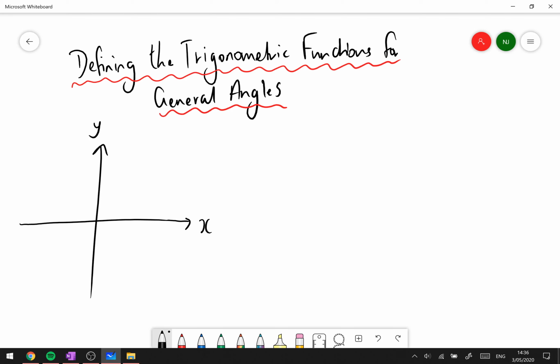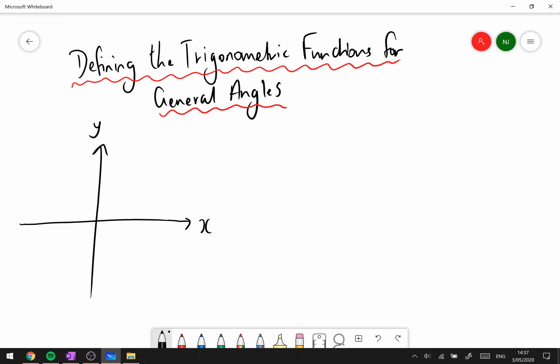Okay, defining the trigonometric functions for general angles. With this part, effectively what we're going to be doing is using our sine, cosine, tan, cosec, sec, and cot, and we're going to be writing a new way to write these ratios out.